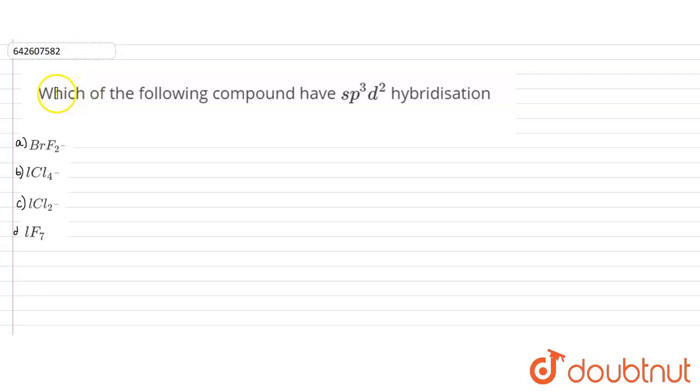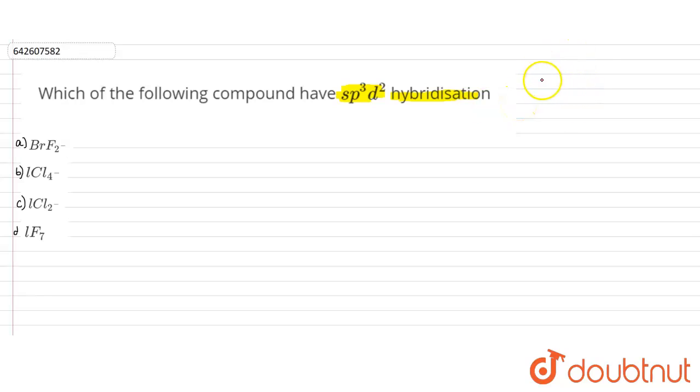Hello. So the question is saying this: which of the following compounds have sp3d2 hybridization? Right. So we have to find out in which of the following compounds we have sp3d2 hybridization. Let us try to solve this question. Actually, hybridization is a theoretical concept. So to find the hybridization of a particular compound, we have to use the concept of steric number.